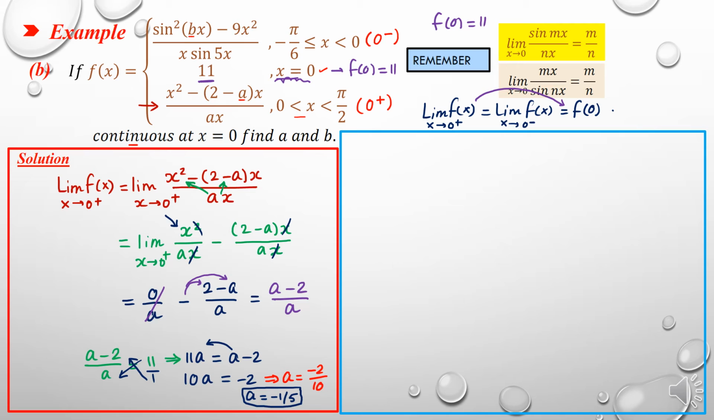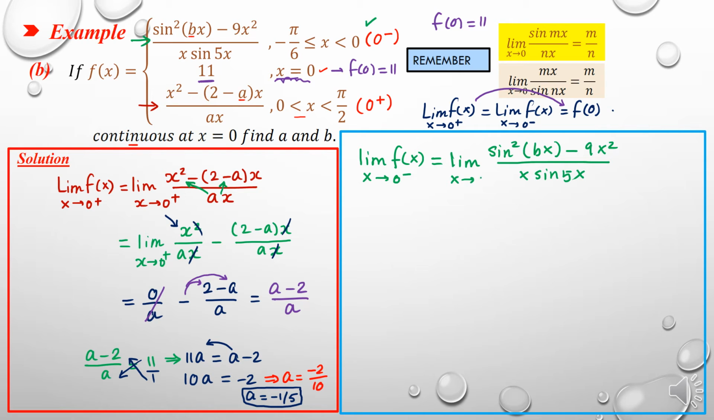Now to find the value of b, you have to find the limit of f of x when x goes to 0 from left. Limit f of x when x goes to 0 from left. This is 0 from left, and this is our function from left. We have limit sine squared of bx minus 9x squared divided by x sine 5x when x goes to 0 from left.